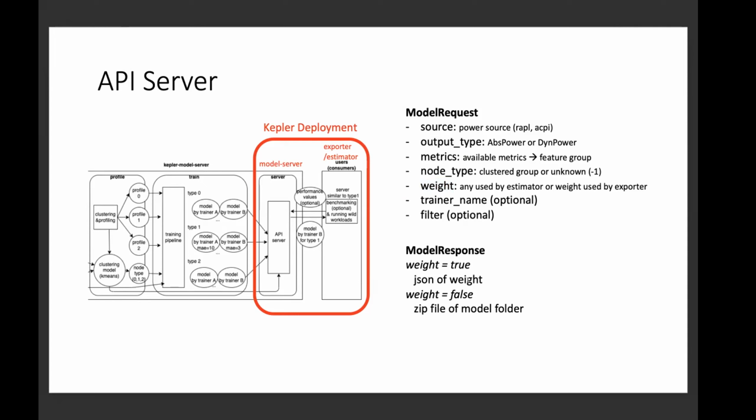If we want only the weights, it will be a simple JSON that applies the linear regression. If not, and we use the estimator, it will return a zip file as a folder, and then it will run Python code to apply the model.